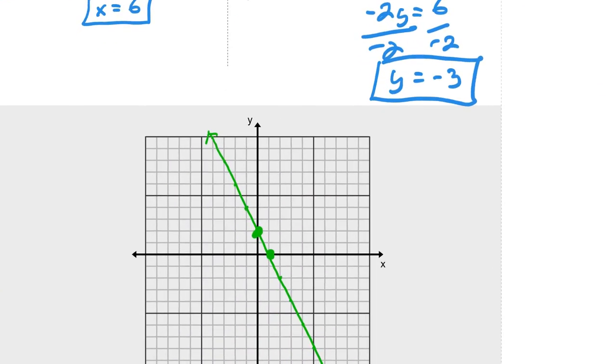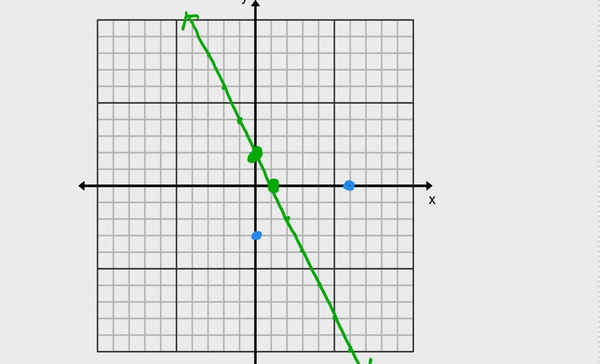X is 6 along the x-axis. Y is negative 3 along the y-axis. Now here these coordinates are pretty far apart, so you have to figure out what that slope is. So it's actually up 3, so the rise is 3, then you're running to the right 6. So that's your slope, but if you reduce that, that's 1 over 2.